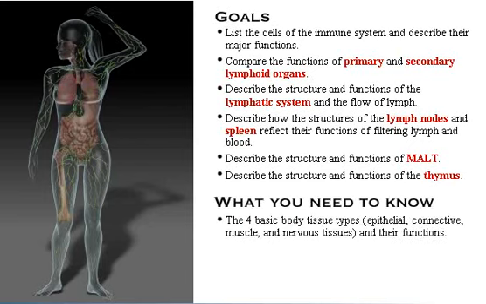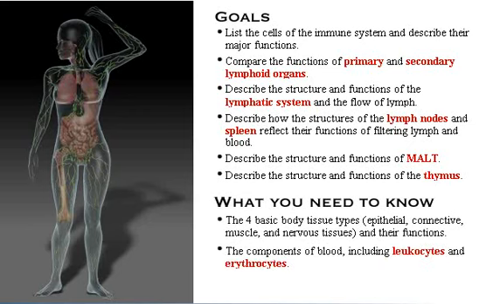The 4 basic body tissue types, epithelial, connective, muscle, and nervous tissues, and their functions. The components of blood, including leukocytes and erythrocytes. To see definitions of terms, click the bold red words.